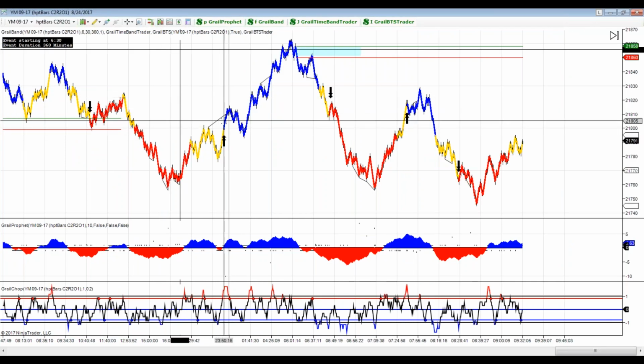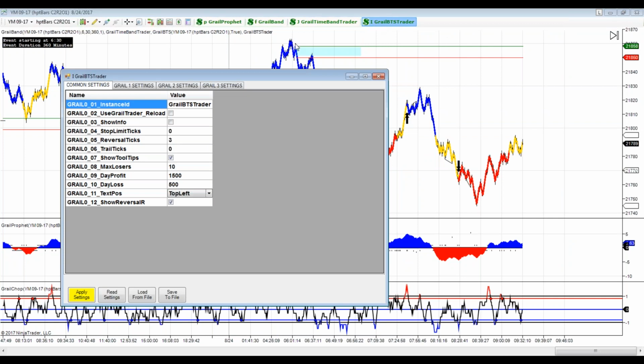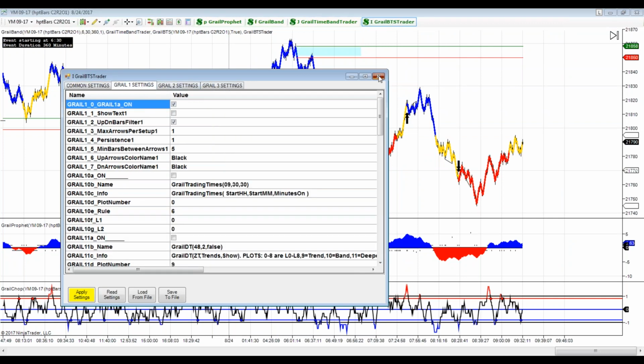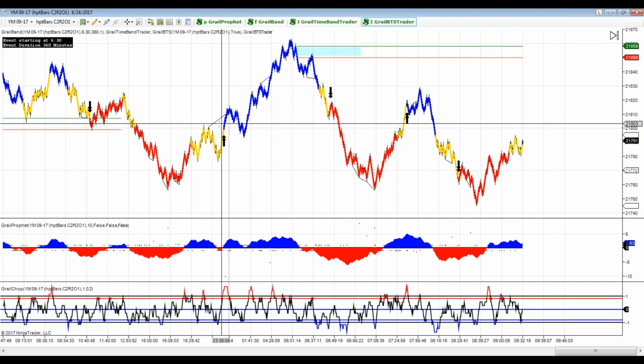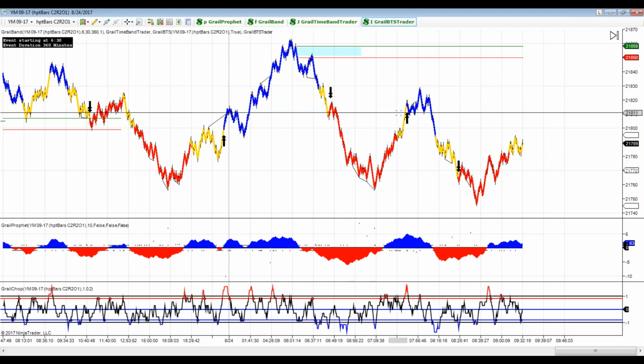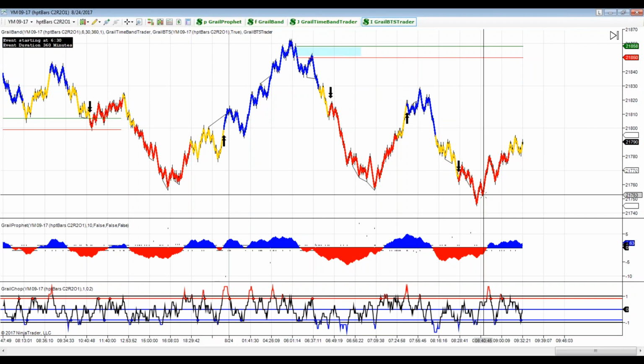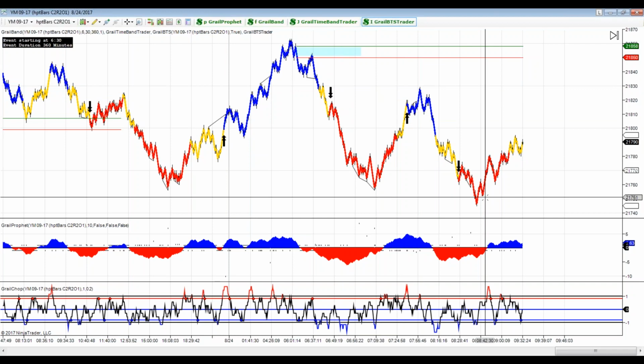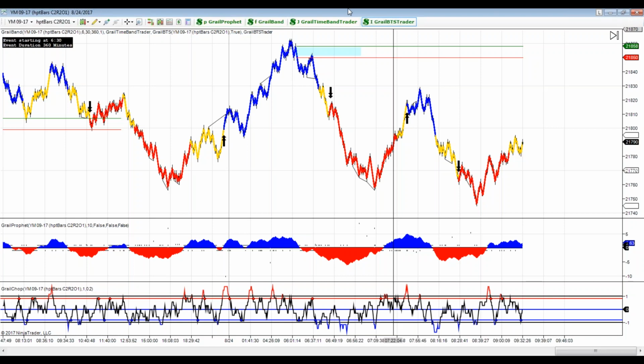All right, so just on the straight BTS trader, Grail 1, with these settings, when it turns to blue, it fires a long. When it turns to red, it fires a short. Blue, long, and red, short. Okay, that's number 1.